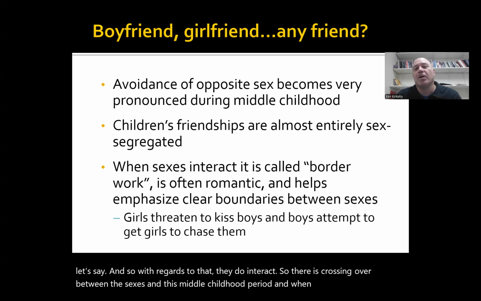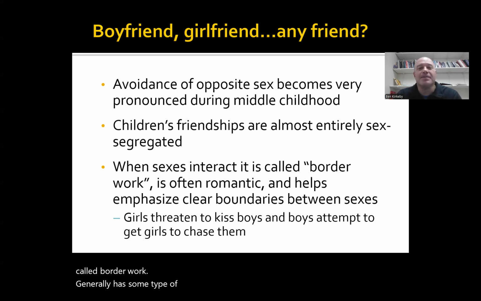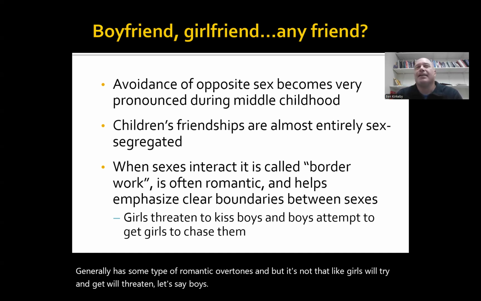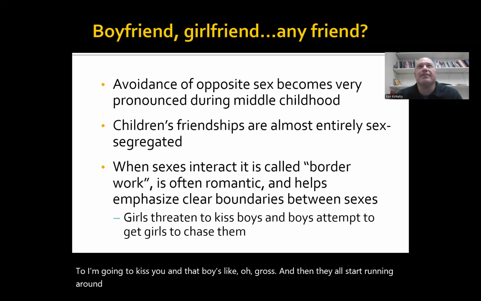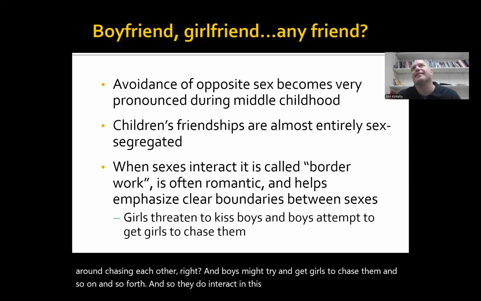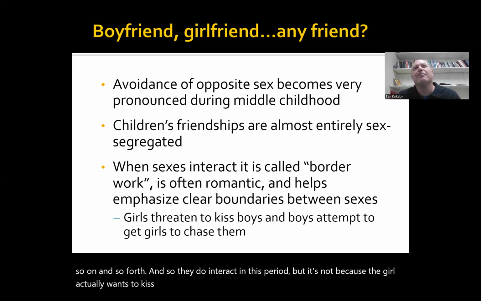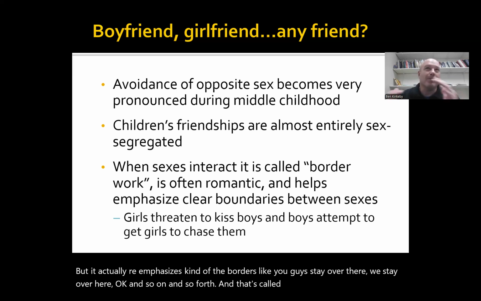And when they do interact, it's called border work. It generally has some type of romantic overtones, but it's not that, like, girls will threaten, let's say, boys: I'm going to kiss you. And then boys are like, oh, gross. And then they all start running around chasing each other, right? And boys might try and get girls to chase them and so on and so forth. And so they do interact in this period, but it's not because the girl actually wants to kiss the boy or the boy actually wants the girl to catch him in tag or whatever. But it actually re-emphasizes kind of the borders, like you guys stay over there, we stay over here, okay, and so on and so forth. And that's called border work. So they're working the borders.